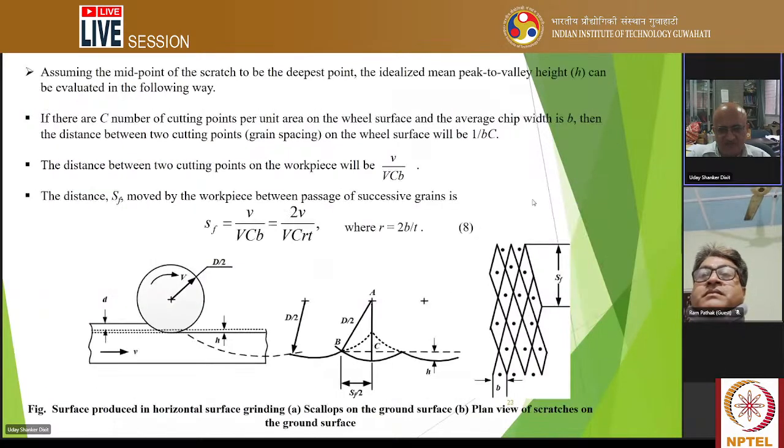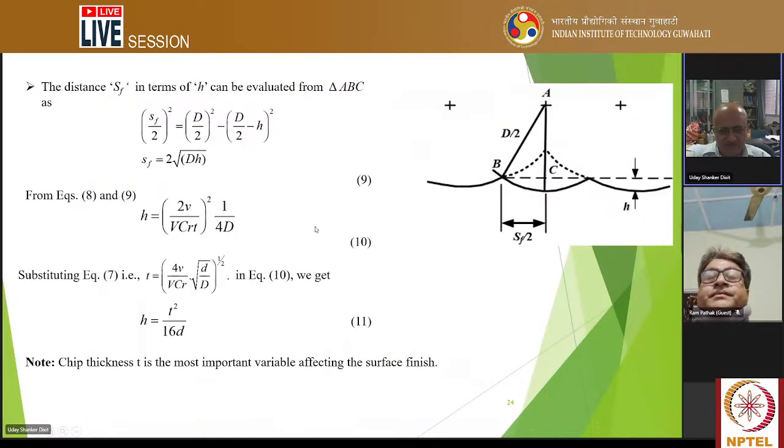Okay, this is surface roughness. You see the expression for surface roughness. It is showing f squared divided by r. That means if the feed is high, then surface roughness will be more. And this is given in terms of the chip thickness, divided by 16 R. That means if depth of cut is more, then you get less surface finish. Okay, that is what this one says.